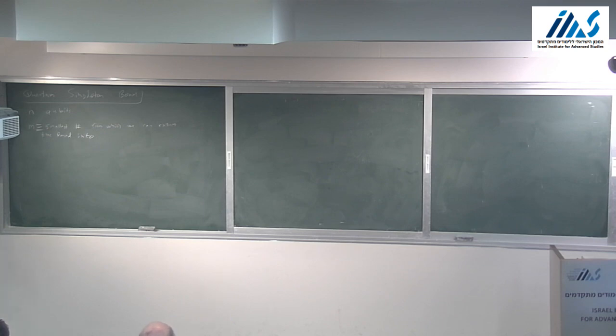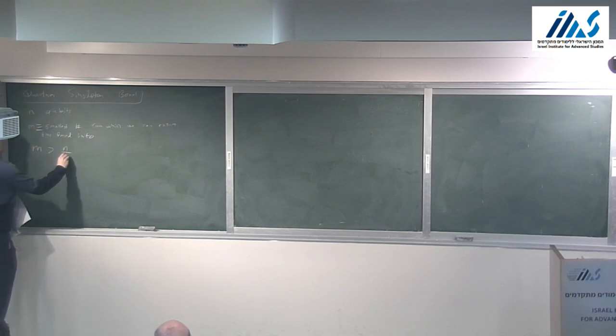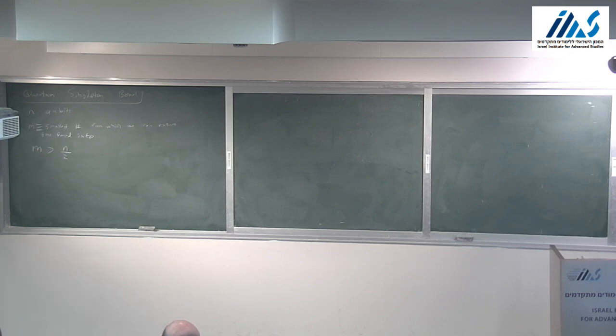Now, there's an obvious bound on m. So, it's clear that m has to be greater than n over 2. And the reason is because if m were smaller than n over 2, then I could fit 2 of the m's into the system. And that would violate cloning, because I could send in the message, and I could take these m and I could take those m, and that would give me 2 copies of the state. Okay, so the no cloning theorem says I've got to at least have this.